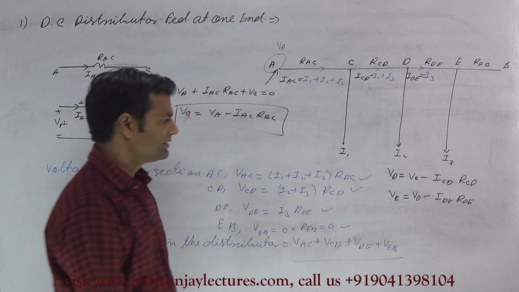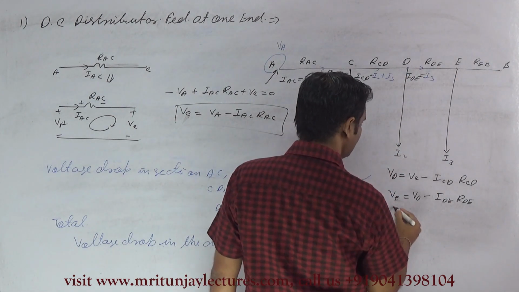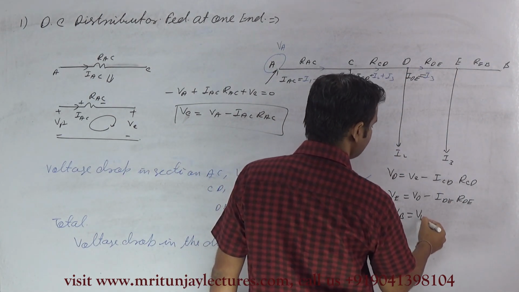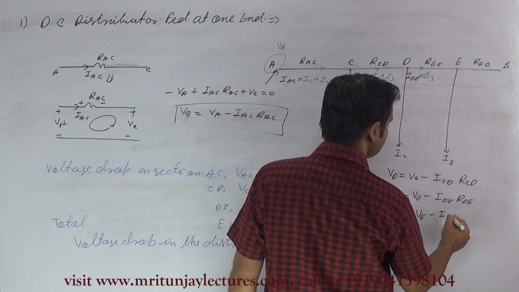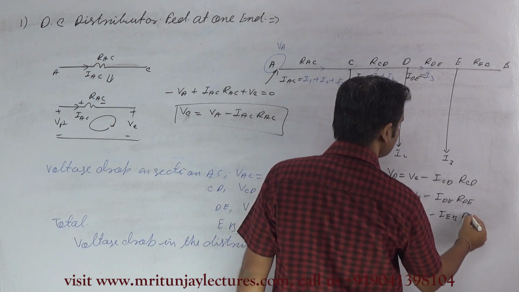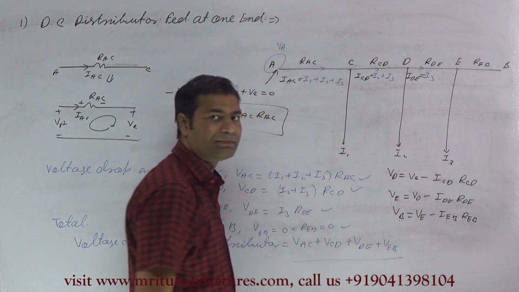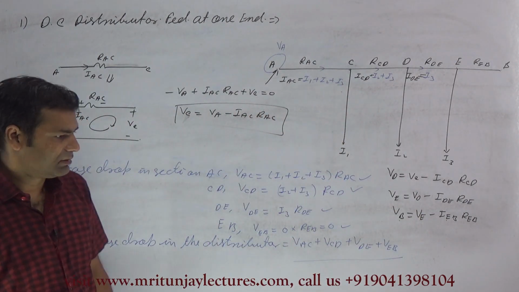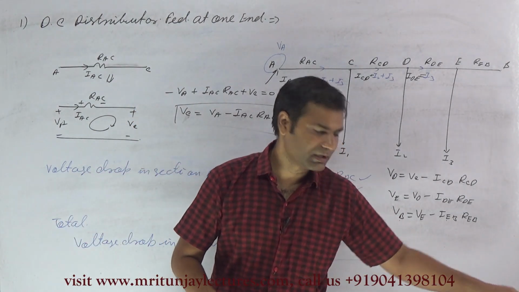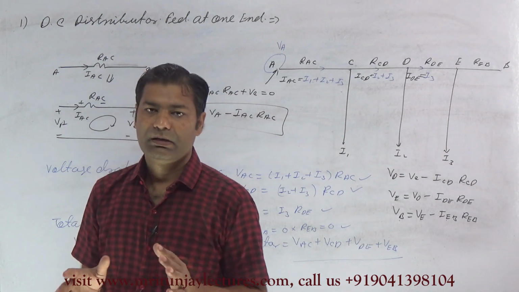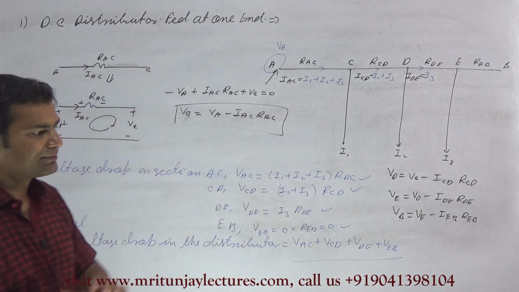Clear? After VC, VD and VE, what about VB? VB is equal to VE minus the drop due to current. If you had current, it would be written as I of EB into R of EB, but here this current is 0, that is why VB is equal to VE. Any doubt corresponding to this? If any doubt, write in the comments. First of all, make it, after that I will discuss problems. Okay, make it.